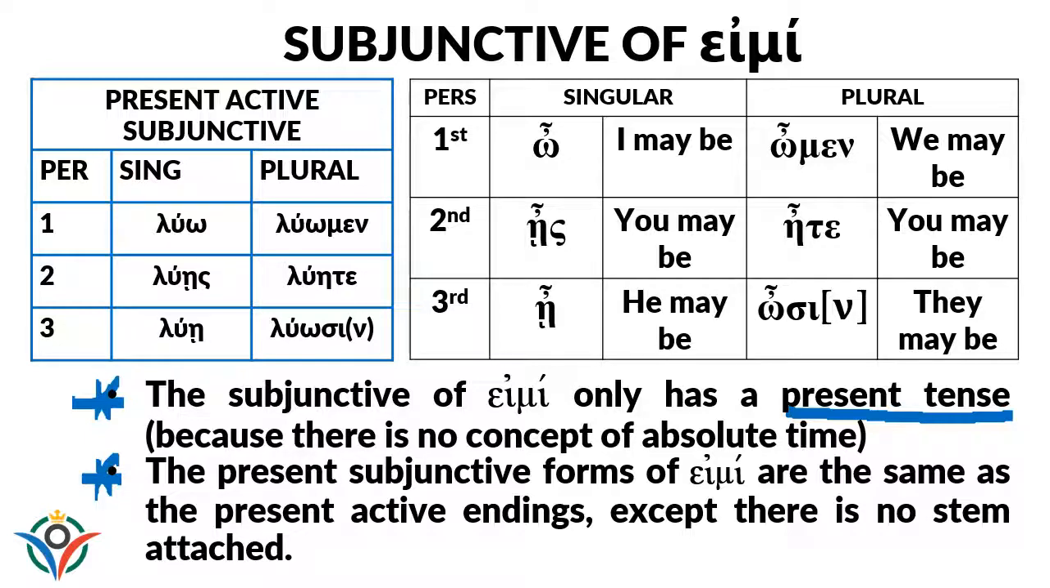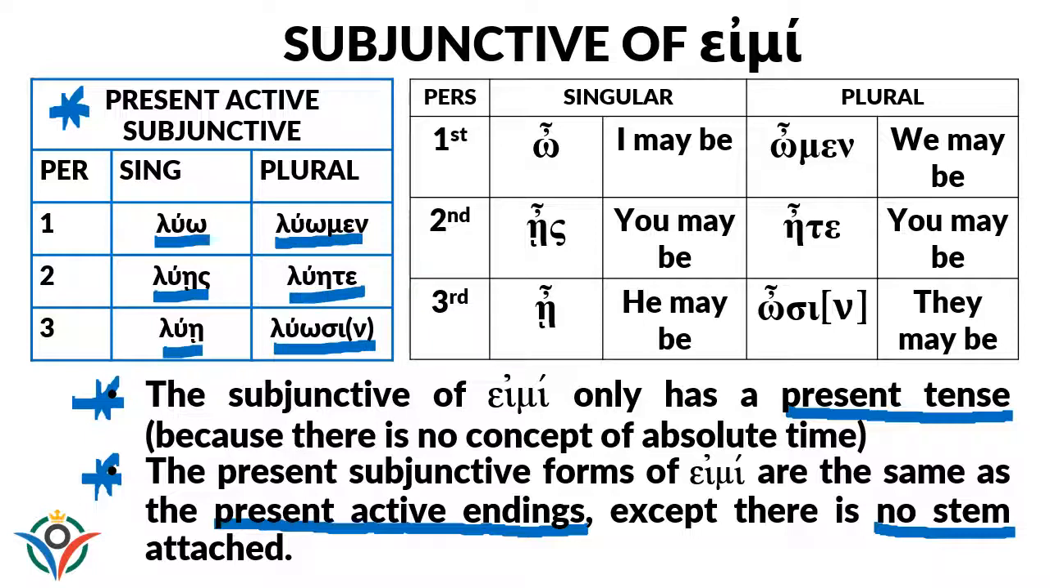And then a helpful memory device is that the present subjunctive forms of eimi are the same as the present active endings, except there is no stem attached. So let me just remind you very briefly of the present active subjunctive forms. So we had luō, luēis, luēi, luōmen, luēte, luōsin. But if we took away the stem, lu, we are left with the subjunctive of eimi forms.